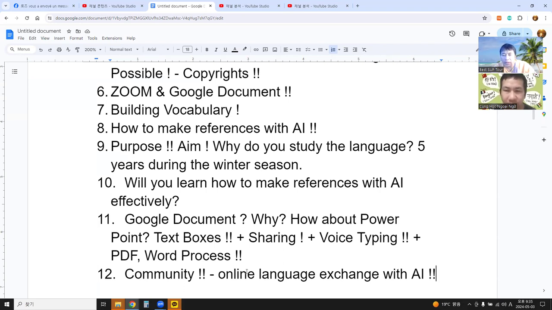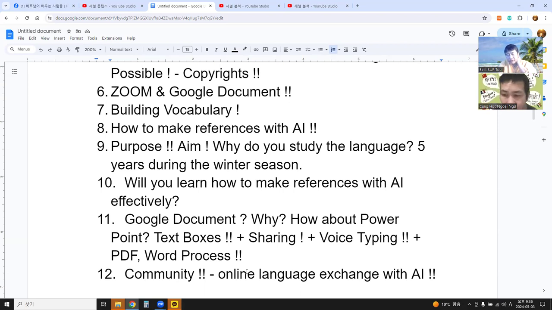But if it's not the same, somebody says that to learn Korean, you watch a Korean movie, but our topic is not Korean movie. So the communication is different. So community is from you and me, or if we meet other Korean learners, then we can share information. That is an important part.